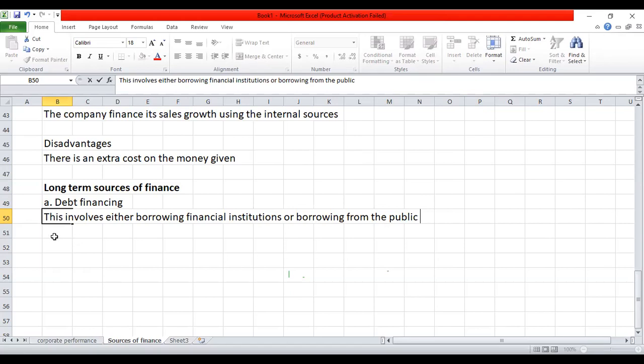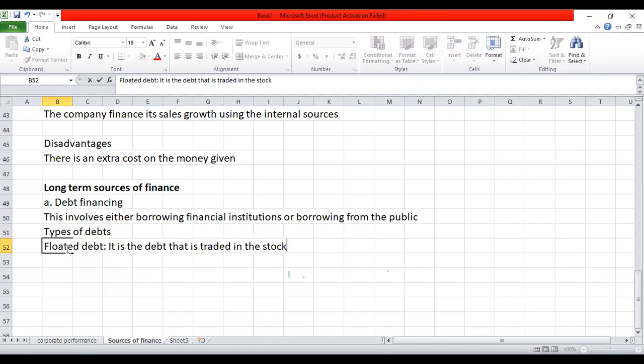So types of debts, we talked about them, I think, during cost of capital. Types of debts, I can just refer you. We said we have a floated debt, which we said is a debt that is traded in the stock market. I'm just reminding you this because we talked about them when we were discussing cost of capital.